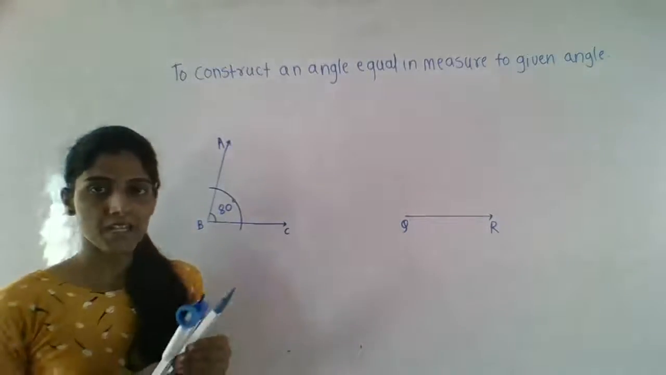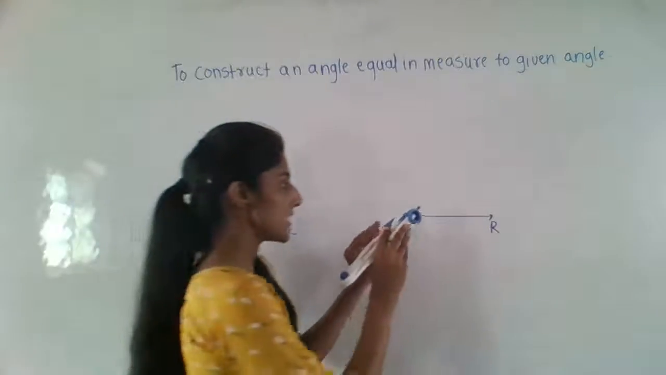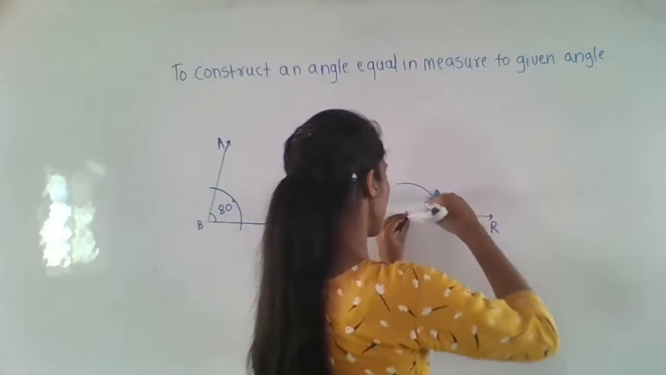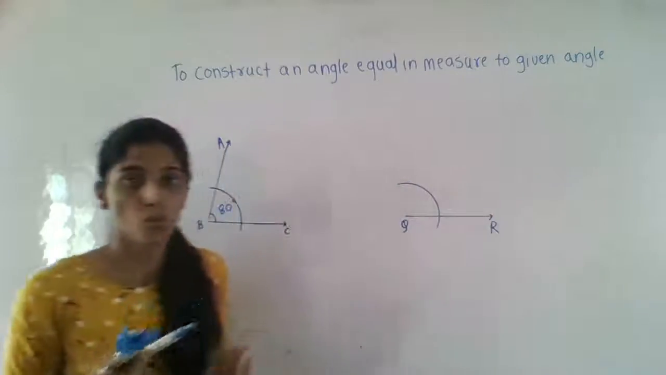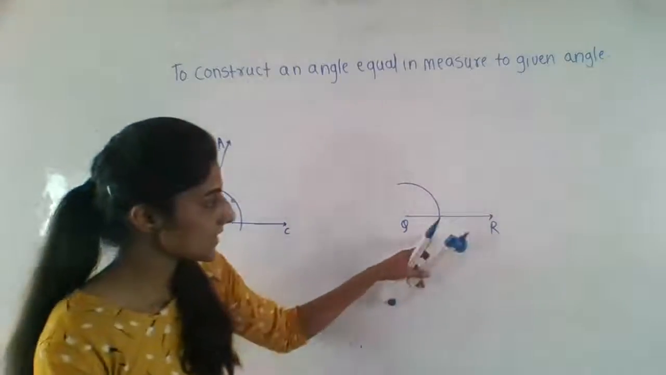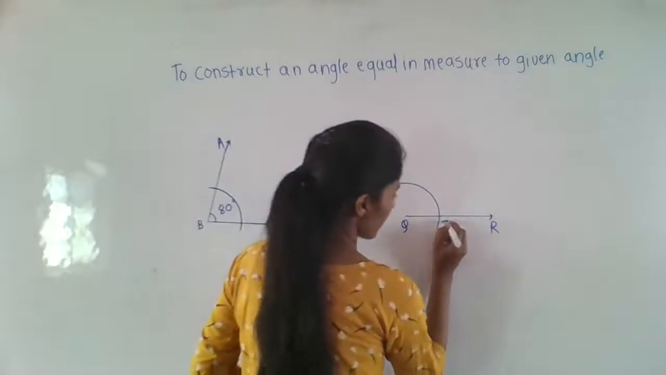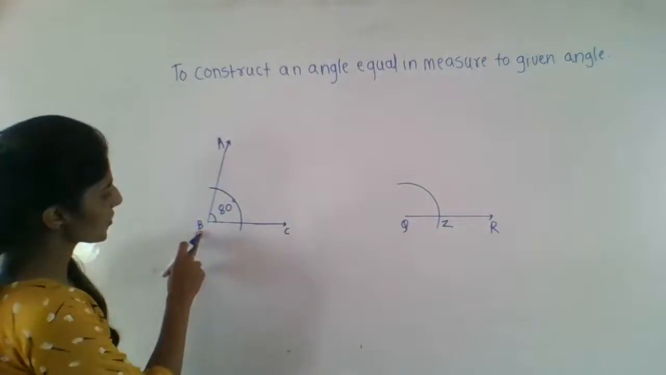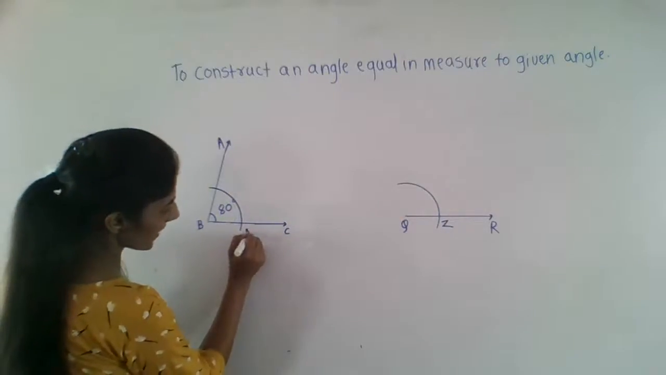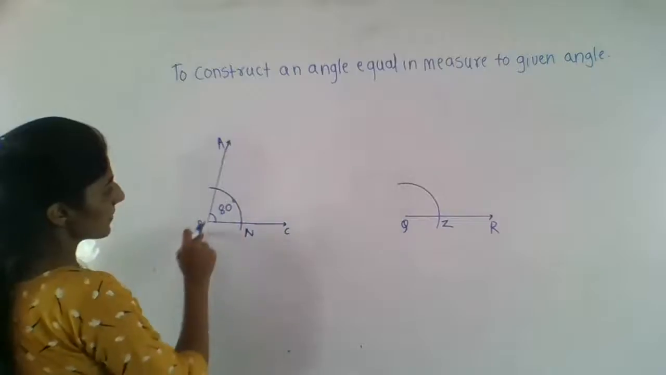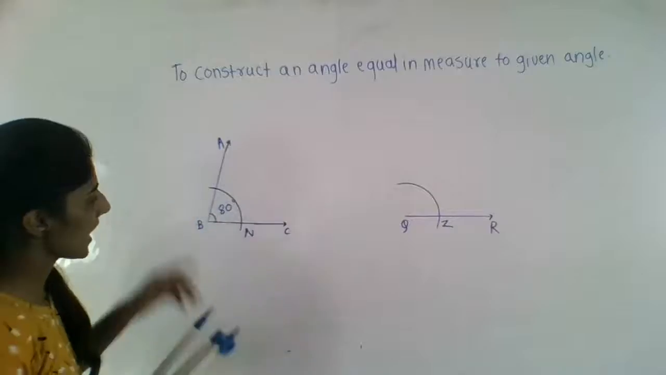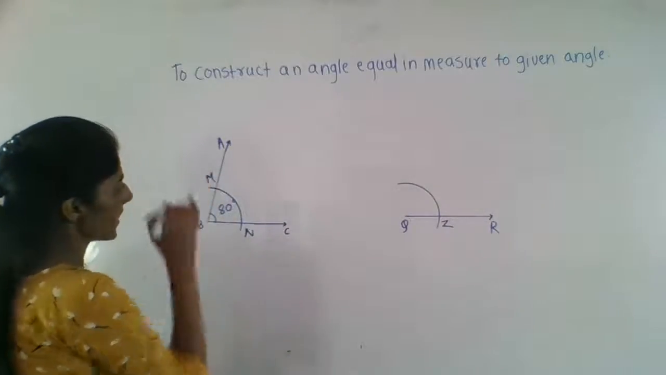Now with the same distance, place the point on Q and draw an arc. For drawing this arc, don't disturb the distance. Now this is the intersection point, name it Z. The intersection point of this arc and ray BC is N, and the intersection point of the arc and ray BA is M.